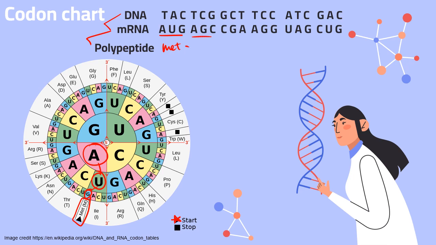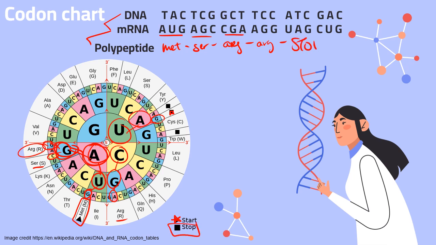AGC is next. I'm going to go A and then slide out to G and then slide out to C. And there's my serine. And then I've got CGA, C to G to A. There's my arginine. And again, A to G, there's the other arginine. And then U to A to G, that lock tells me that it's my stop codon. And so again, we'll stop.